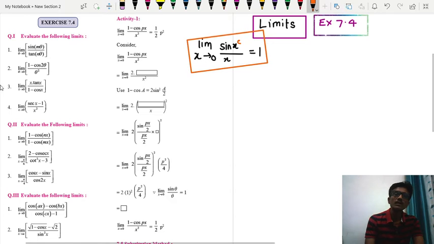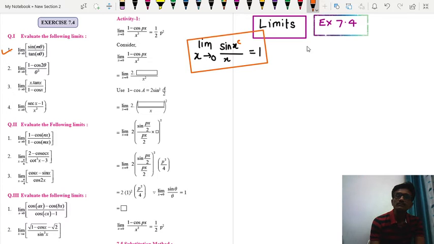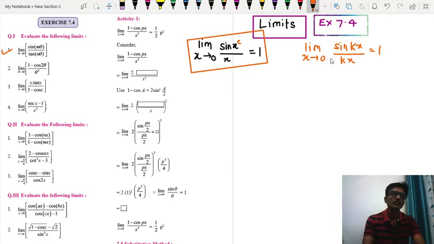So let us attempt exercise 7.4, question number 1. Here remember, limit x tends to 0, sin kx upon kx is also equal to 1, where k is what? Constant, and x is measured in what? Radian. So let us attempt this question.